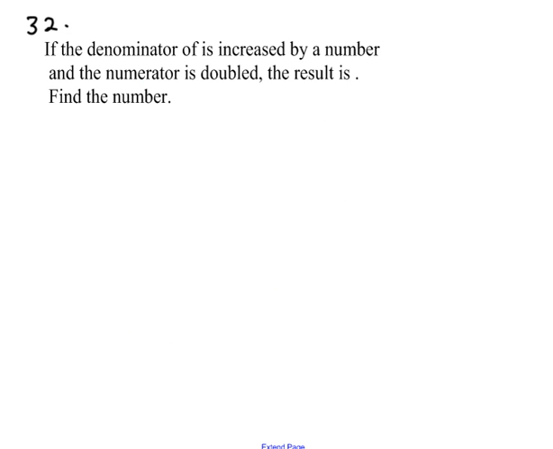Okay, number 32. There's a couple parts missing to the problem here. The denominator of 3/5 is increased by a number and the numerator is doubled. The result is 1/2. Find the number. Once again, I'm going to say x represents the number. So I start off with my fraction 3/5 and it says the denominator is increased by a number. That means put plus x in the denominator.